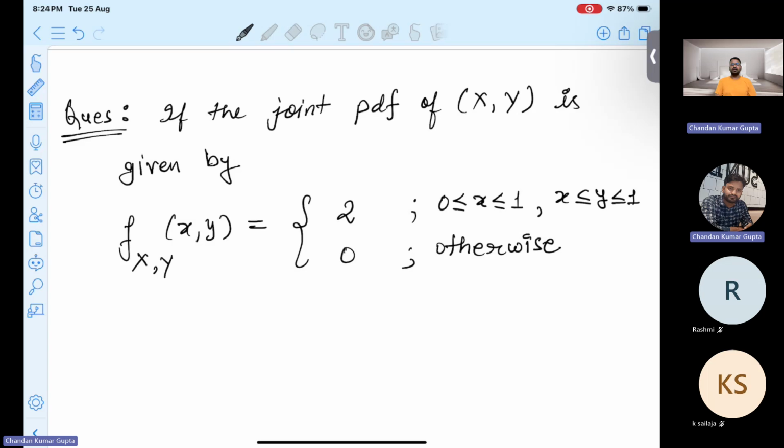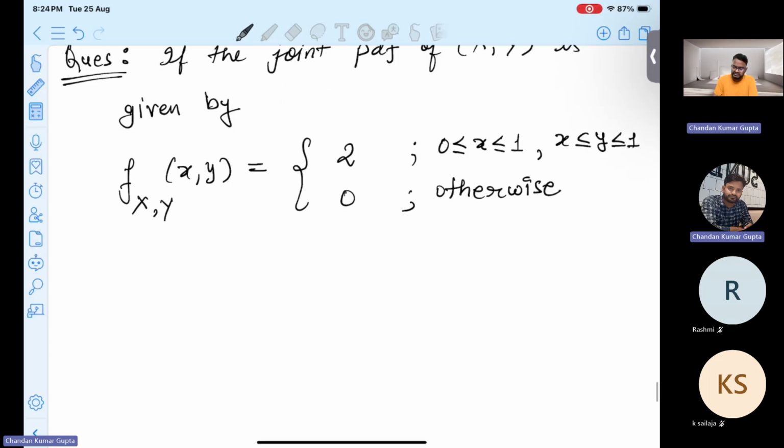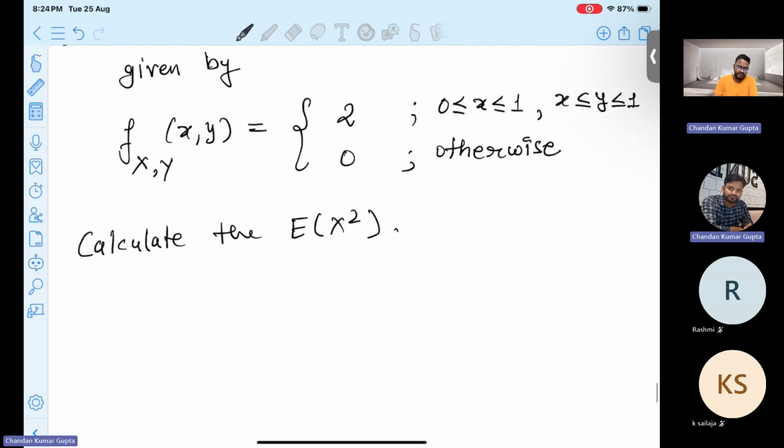Simple. Now, what we need to do is we need to calculate the expectation of x square. Okay, simple question. We need to find the expectation of x square.